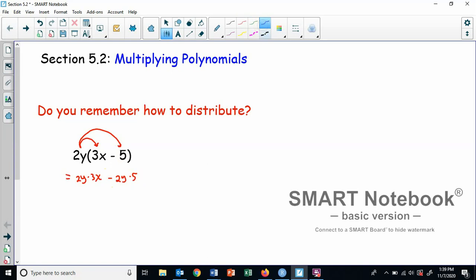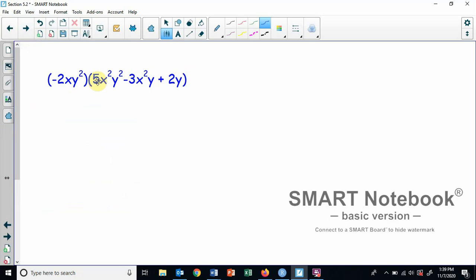I know you can jump right to the answer, but I was trying to make sure you understood that I'm multiplying all these pieces by 2y. So 2 times 3 is 6, and the x times the y aren't like bases, so I can't combine them. And 2 times 5 is 10, and the y is lonely. So if you can distribute, today's lesson is going to be based off of this skill, with some exponent rules. And we'll also combine some like terms like we did last lesson. Okay, so let's jump into examples.